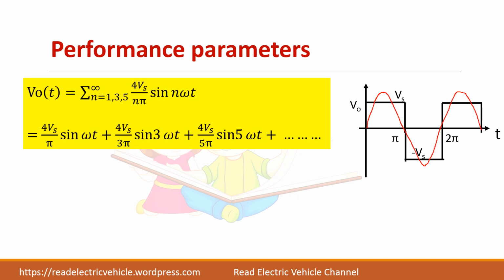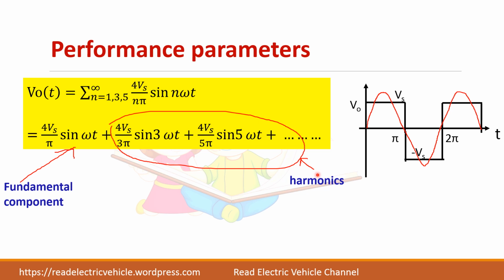Now let us see the performance parameters of the output voltage waveform. So this is a square wave and this is the fundamental. Sine wave is the fundamental component which we are of interest. So V naught of t is given by this summation, which can be written as 4 Vs by n pi, where n is equal to 1. So this corresponds to the fundamental component when n is equal to 1. Remaining things are harmonics which we want to eliminate.